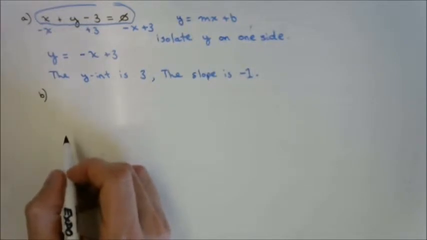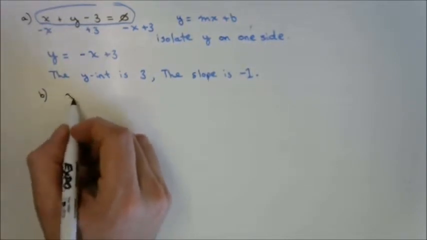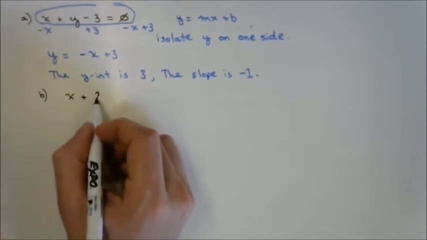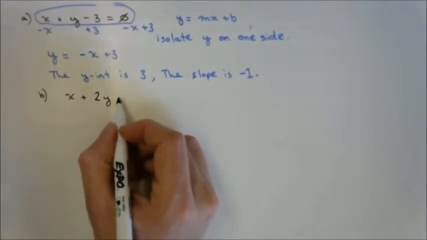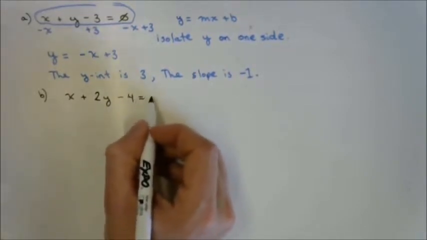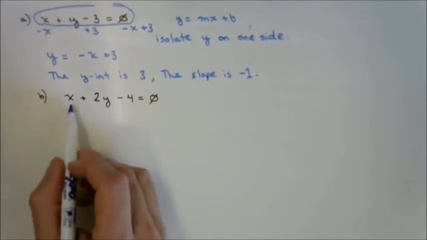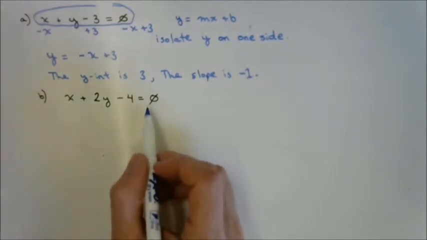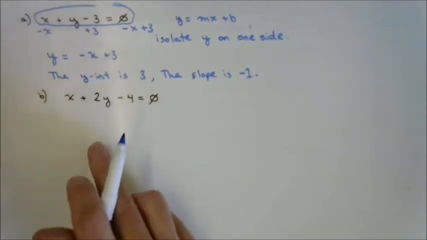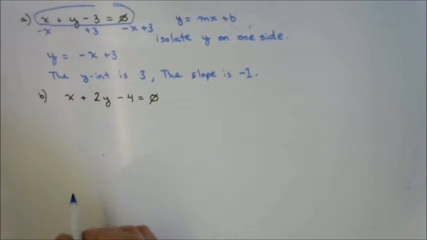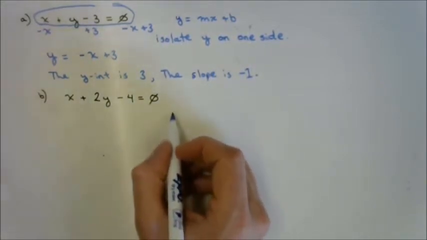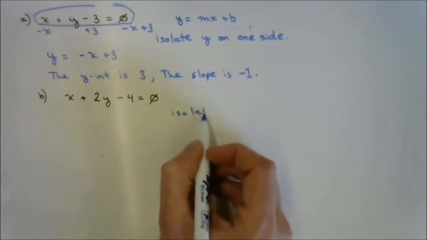Alright, B. B is a little bit trickier. It's going to be another step. We've got x plus 2y minus 4 equals 0. Are we in standard form? Yes. I've got a positive coefficient in front of my x, and I have it equals 0, and I want to get it in y equals mx plus b. So what is my goal? To isolate y.